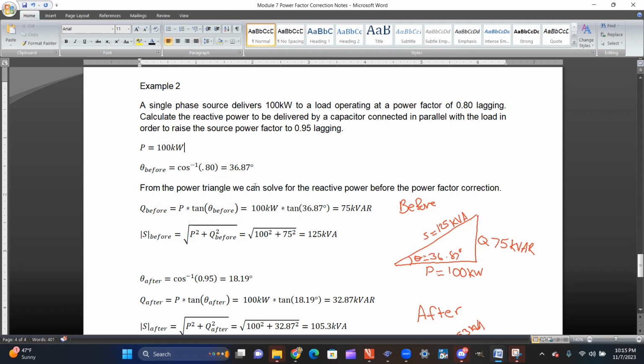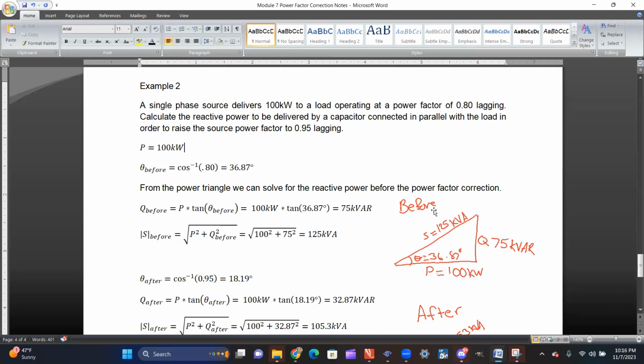And so let's find the angle that we're going to be using our power triangle to help us solve for this, or help us visualize and solve for it. So we want to know what angle this is supposed to be. You take the arc cosine of the power factor before power factor correction, which is 36.87 degrees.